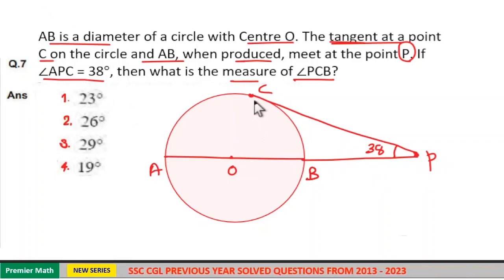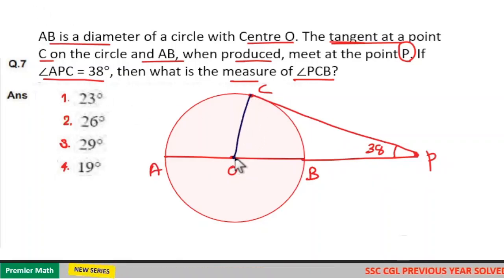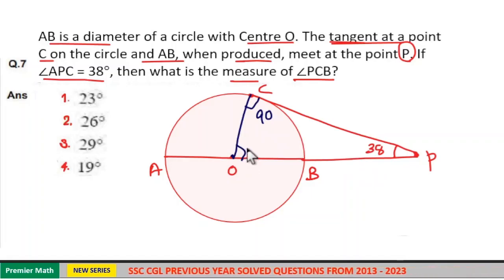Before that, here OC is radius. Radius creates 90 degree with the tangent. Now this is 90 degree and this is 38 degree. Sum of angles of a triangle is 180. So 180 minus 90 minus 38 is equal to 180 minus 128, which is equal to 52 degree.